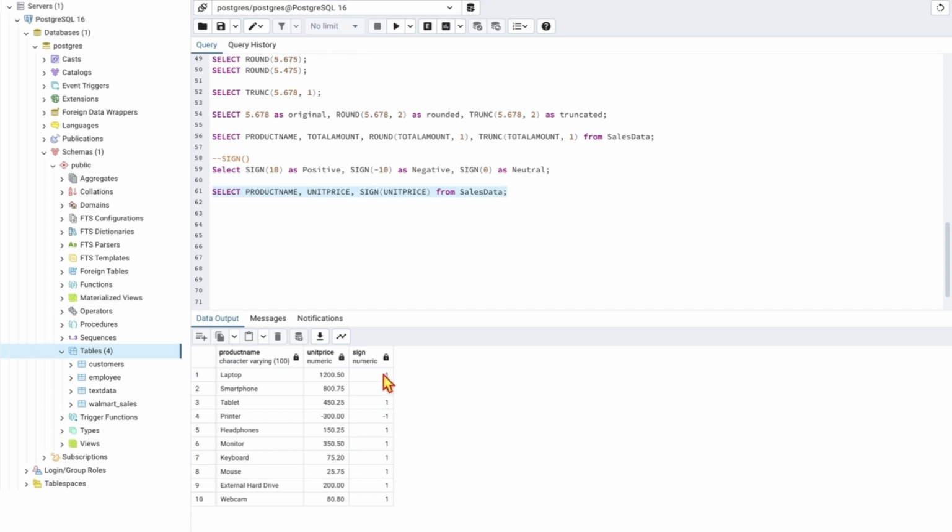See, other than printer, it fetched the positive sign, and for printer, since it is minus 300, it fetched minus 1. That's the simple yet effective functionality of our sign function.